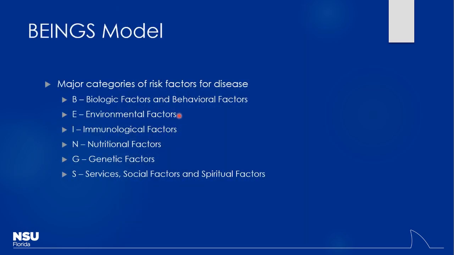Okay, so getting into those specific factors, let's talk about the BEINGS model. These are going to be major categories or risk factors for disease. At least for testing purposes, if I were to give you an example of one of these, you should be able to pick it out to say, is it more of a biologic factor or behavioral factor? Is it environmental, etc.? These will be pretty evident, right? So if I was saying a patient has this genetic disorder that predisposes them to X, you'd probably say it's what? A genetic factor, right?